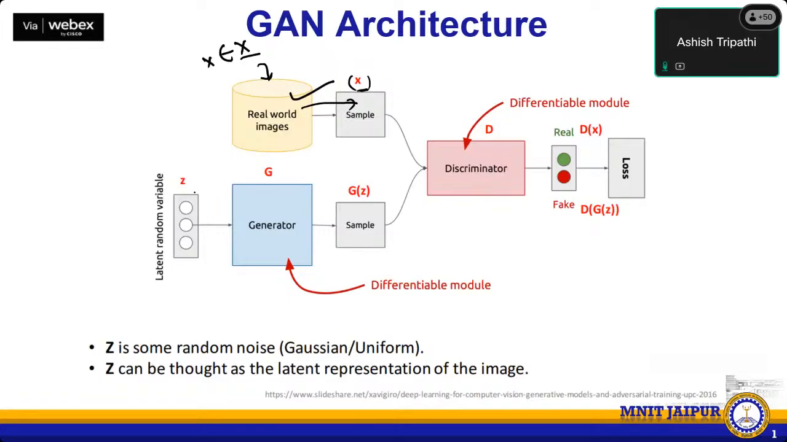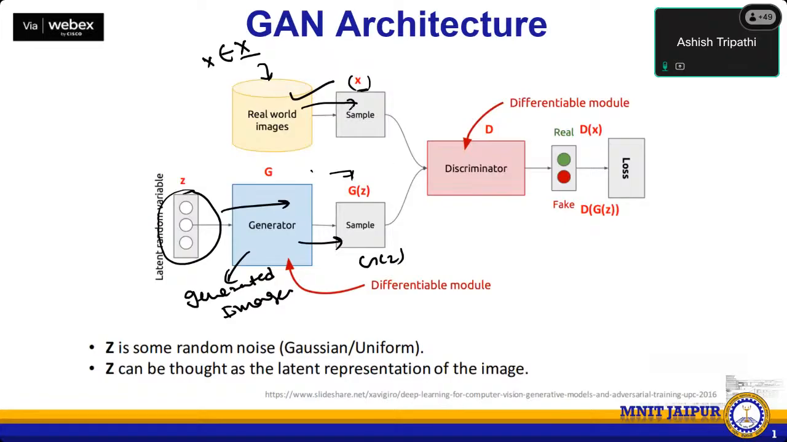This is the random noise, and the generator G has converted this noise into G of z using some network. And this is one of the samples that I have taken from the pool of the generated images. So I have taken one sample from the real images, and one sample from the generated images, and the task of the discriminator is to discriminate between the real and the fake one.